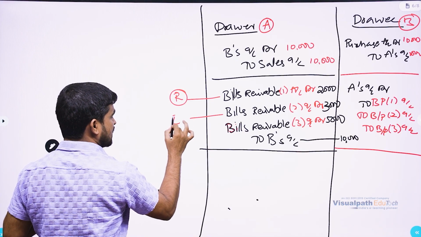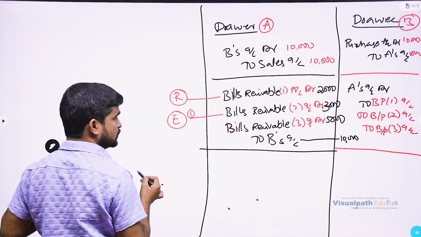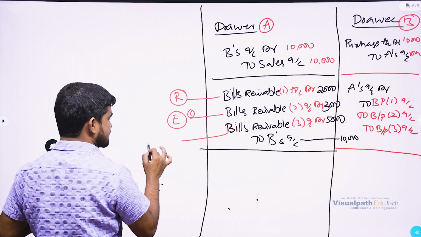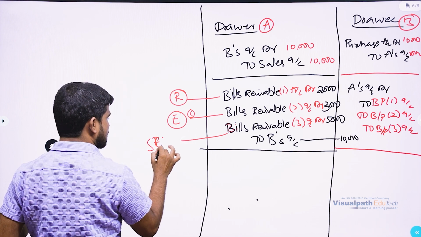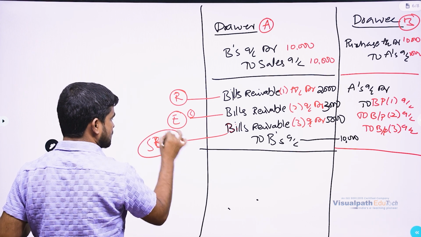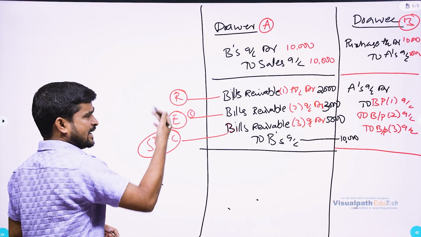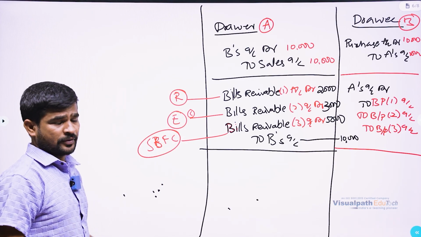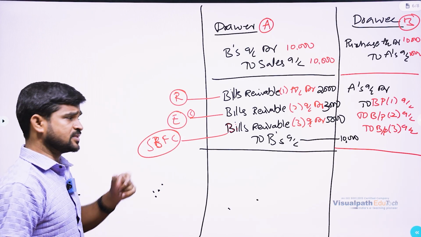And bill 2 is endorsed to C. And bill 3 is sent to bank for collection. And these all are dishonored, that is the second part. Whereas dishonored with noting charges, we will write that.